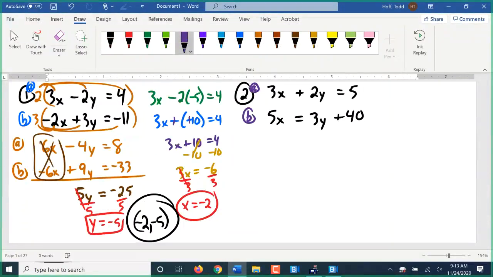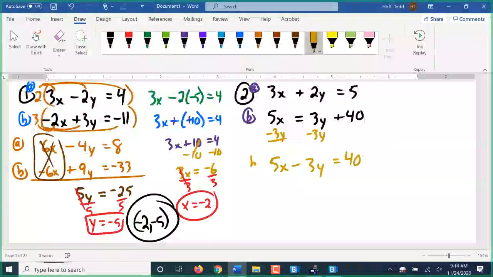For our second system over here, we see that the second equation is not set up correctly. The y is on the right side of the equal sign, so we have to start by rearranging that by subtracting 3y. So I get 5x minus 3y equals 40. That's equation B. I'm just going to rewrite equation A underneath it here: 3x plus 2y equals 5.